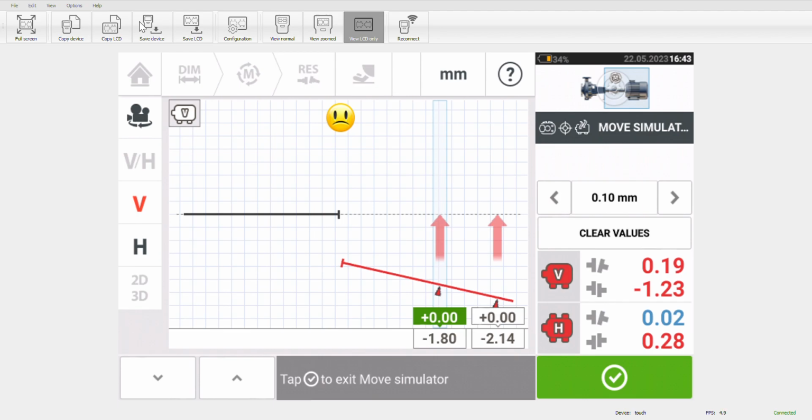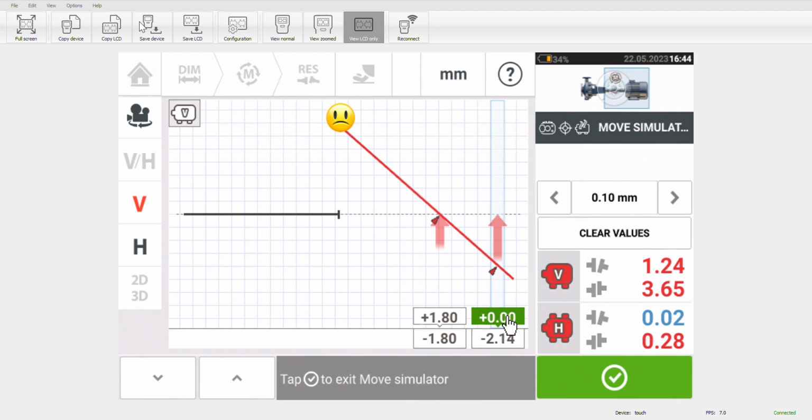What we see in front of us in this green field with plus 0.00 is the shimming simulator for the front feet. What I'm going to do now is add shims by pressing this arrow up, in the amount required. I always add a shim of 1/10 mm. You see I do this until I have 1.8. That would be the value to overcome the misalignment at the front feet.